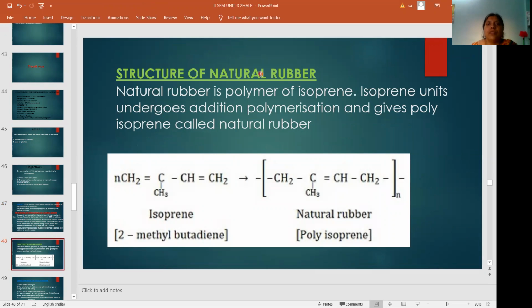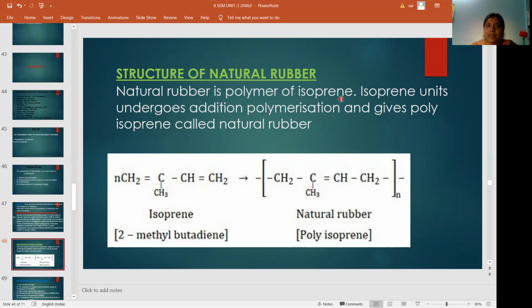Then, the structure of natural rubber. Whatever rubber you get from the trees is called natural rubber. You are getting it from nature, you are not preparing it artificially. From nature means from trees. So it is called natural rubber. So how is the structure of natural rubber? Natural rubber is a polymer of isoprene.